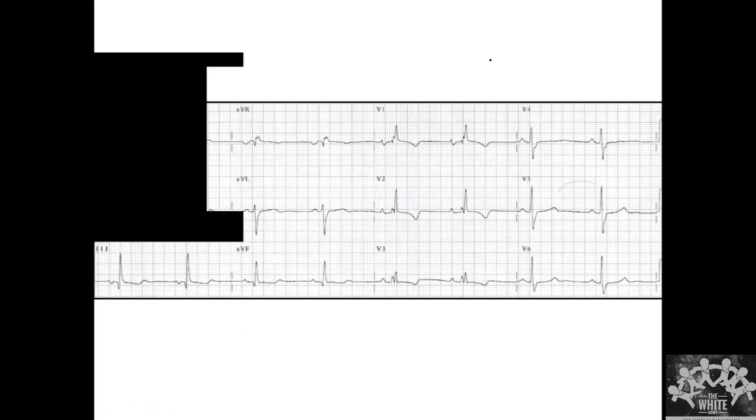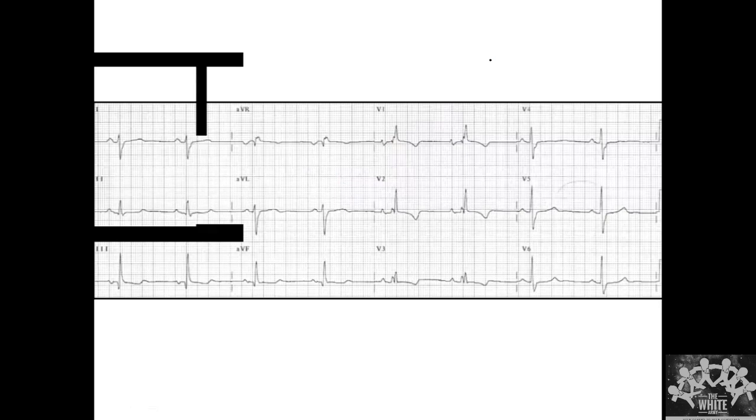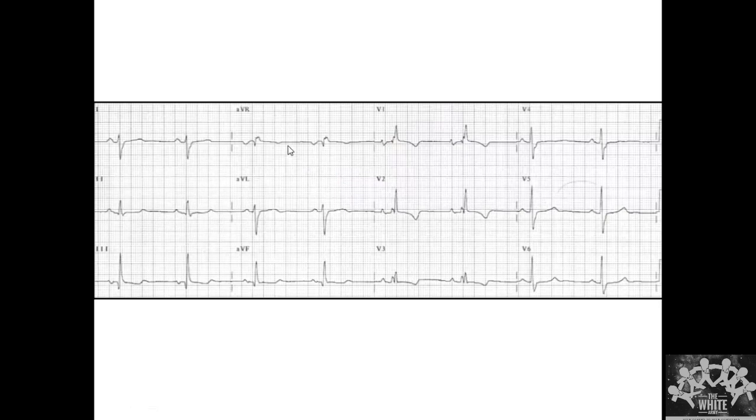I'll tell you the criteria for how you call it a left posterior fascicular block. So let's say this is a conduction system. This is my anterior fascicle, left anterior fascicle, and left posterior fascicle. There can be a situation where either of these is blocked along with the right bundle branch block.